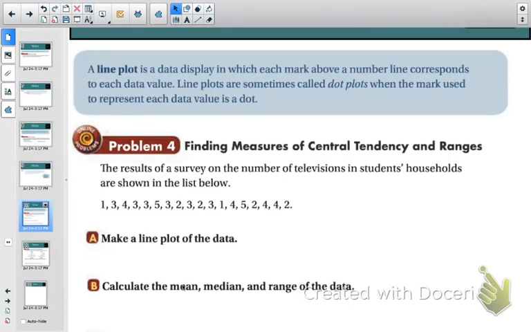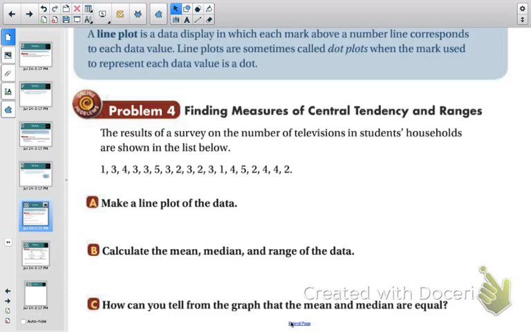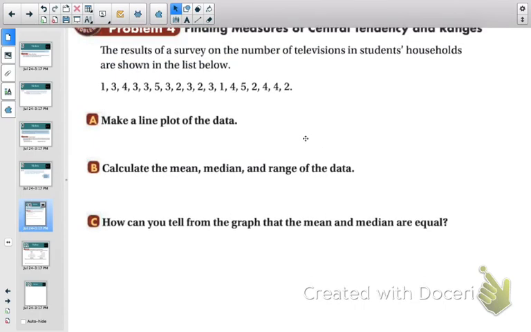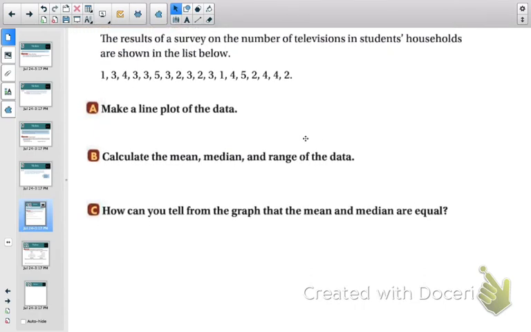Okay, last thing we're talking about is a line plot. This is also called a dot plot sometimes. But basically you're just plotting your data values on a number line. So on this one it says the results of a survey on the number of televisions in a student's household are shown in the list below. We want to make a line plot of the data.